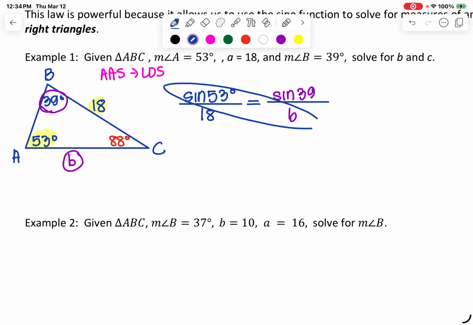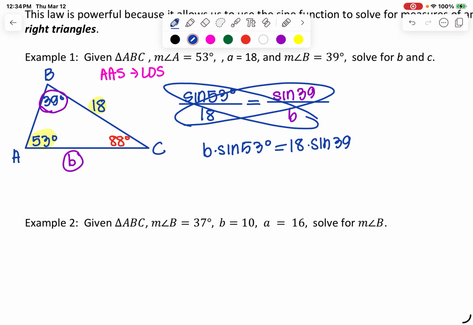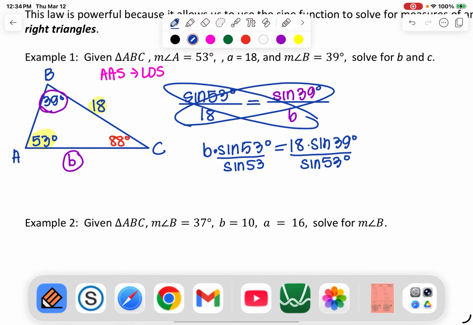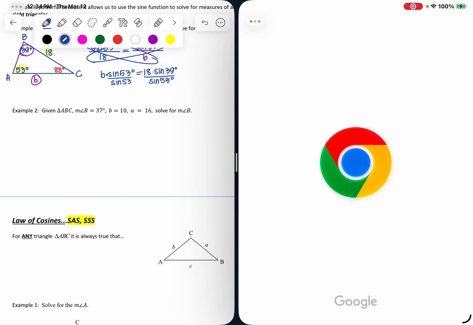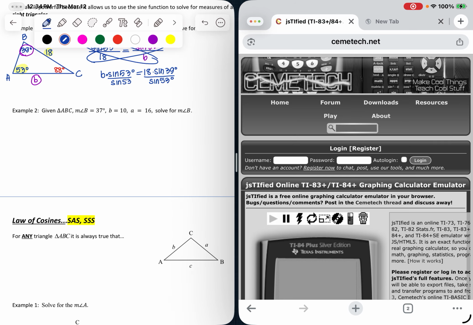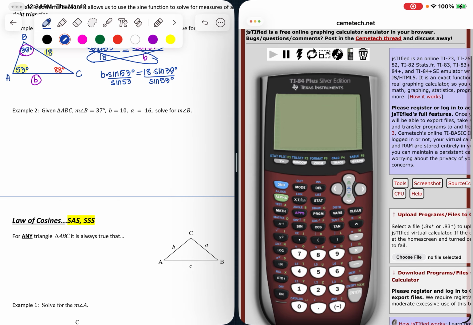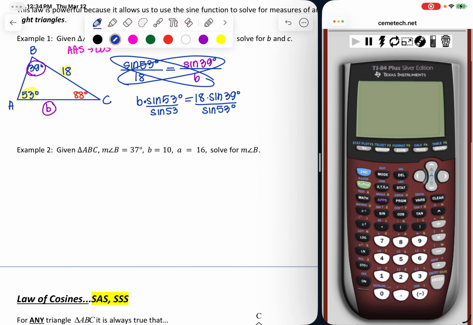So we're going to multiply B times the sine of 53 degrees is equal to 18 times the sine of 39 degrees. All right, get B by itself. This is multiplication right here, so I'm going to divide by sine of 53 degrees. And then I'll show you how to type this in your calculator, just in case me just saying out loud what I'm doing while I'm doing it on my calculator, and you don't see it, cannot be very helpful.